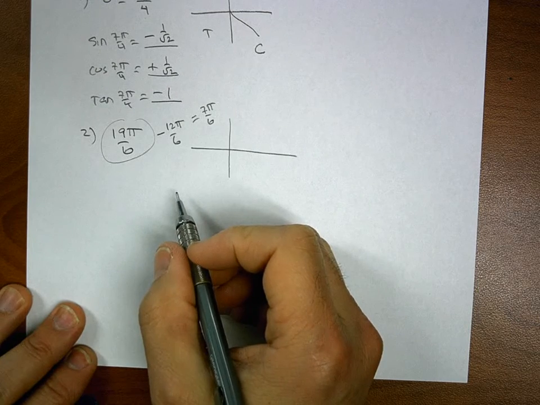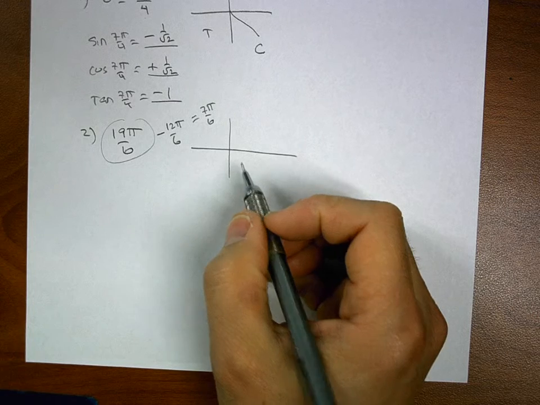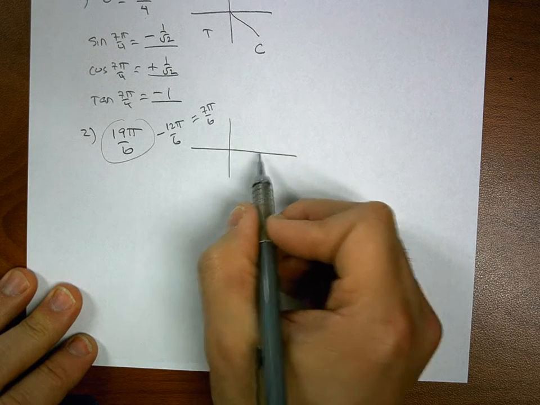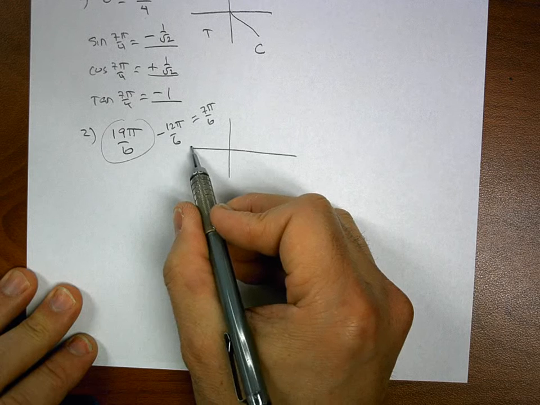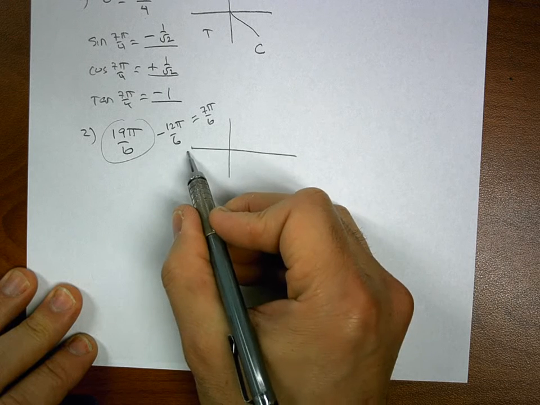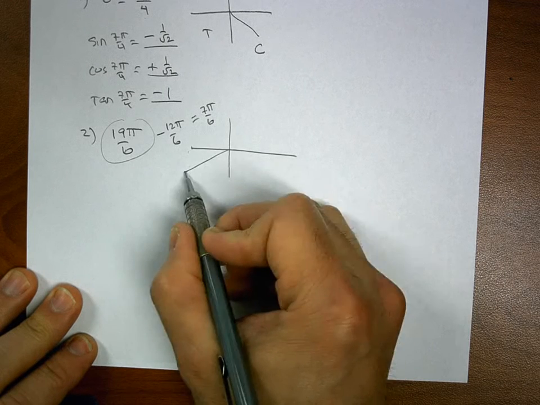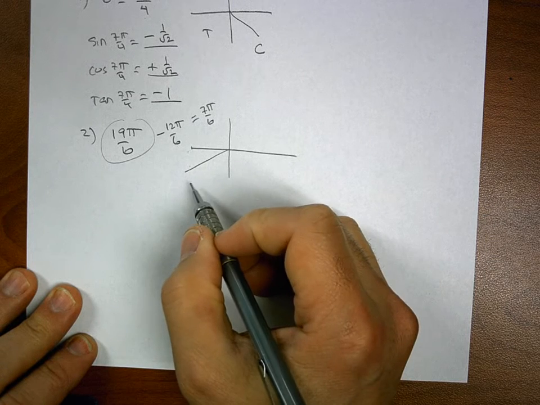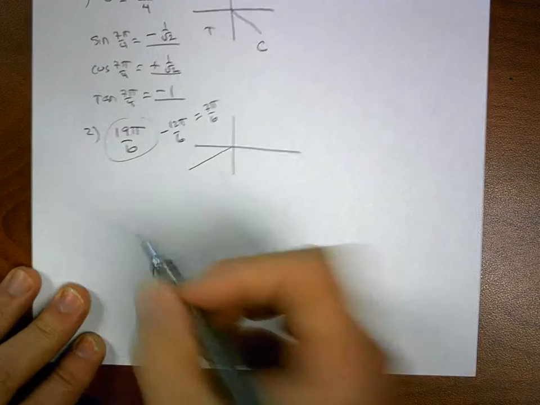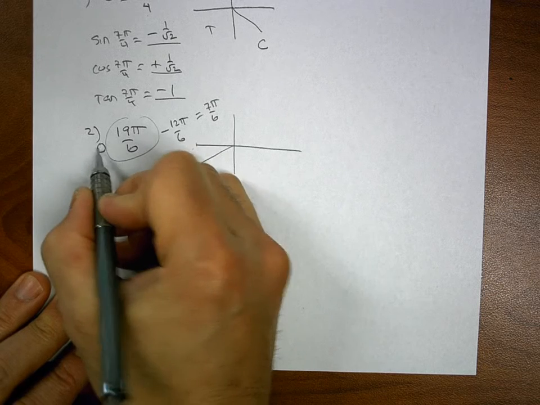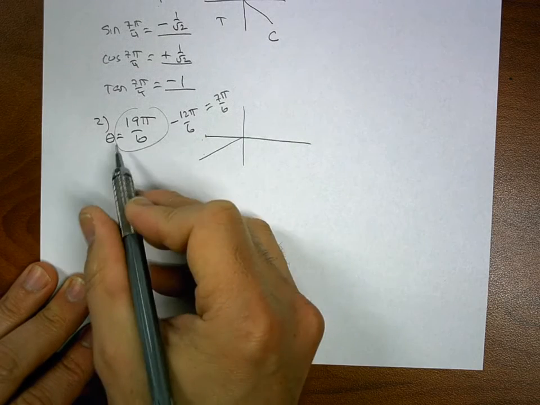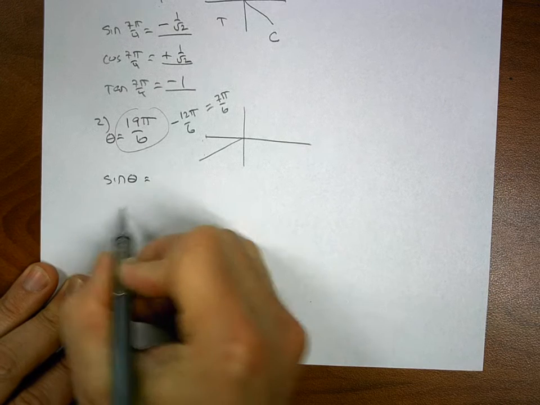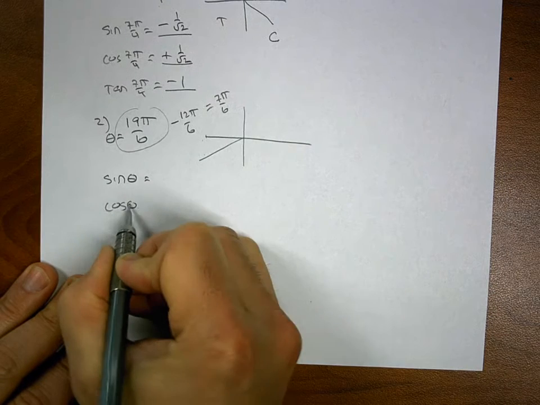What quadrant is 7 pi over 6 in? Third. We know that because here's 6 pi over 6, one pi, and there's one more, so it's over here. So it's in the third quadrant. All students take calculus, so tangent is positive. Let's call this theta so we don't have to write that thing. So theta is 19 pi over 6, and we're going to find sine of theta, cosine of theta, and tangent of theta.